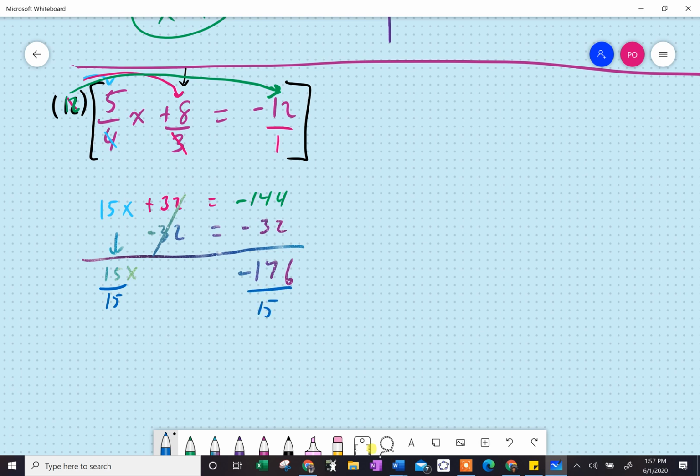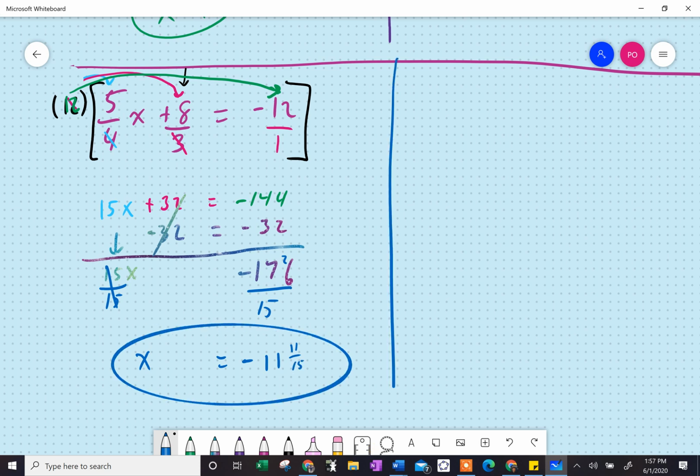And let's see, 15x divided by 15 gives me 1x. That's going to be negative, let's see, 176 divided by 15. That's going to go in 11, and 11/15 times. And that's your answer. That one's a little bit tricky.